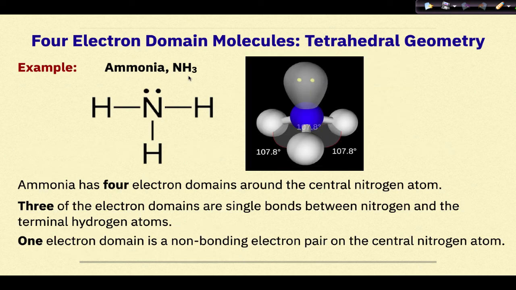Ammonia, NH3. Ammonia has 4 electron domains around the central nitrogen atom. 3 of the electron domains are single bonds between the nitrogen and the terminal hydrogen atoms. So 1, 2, 3. 1 electron domain is a non-bonding electron pair on the central nitrogen atom. So right here is our 4th electron domain.